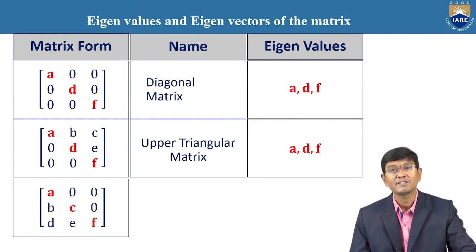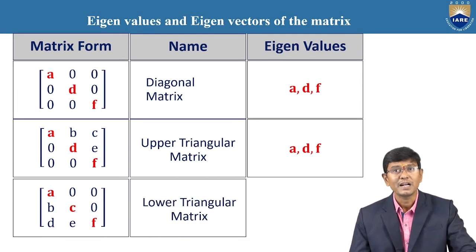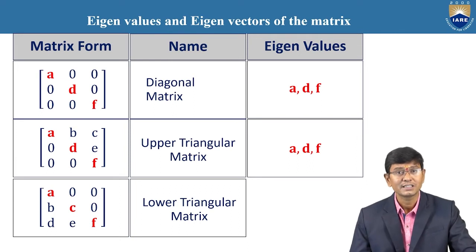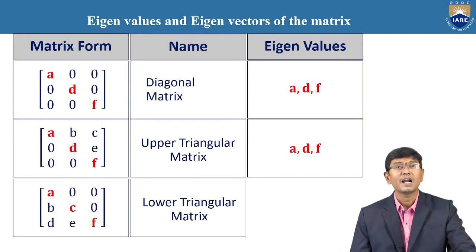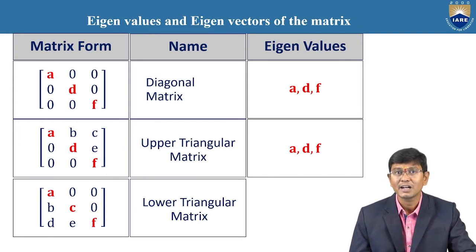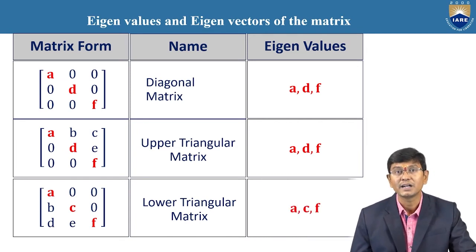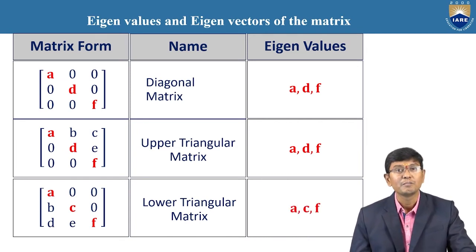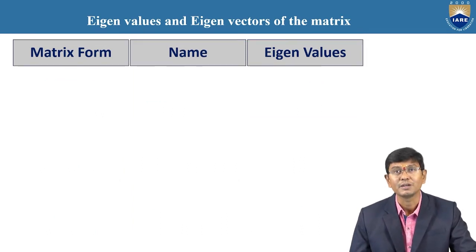And similarly, if the matrix is a 0 0, b c 0 and d e f, then the matrix is called a lower triangular matrix, because the elements above the diagonal are 0. And here also, whether it is an upper triangular matrix or a lower triangular matrix, the eigenvalues of the given matrix are the diagonal elements. In this problem, the eigenvalues are a comma c comma f only.